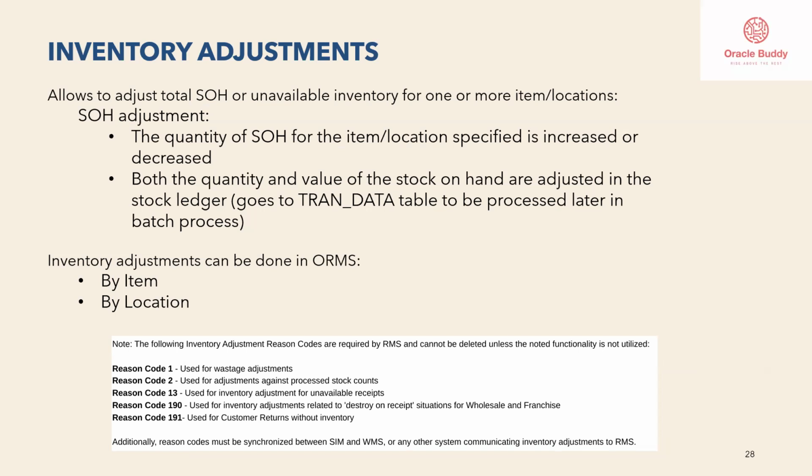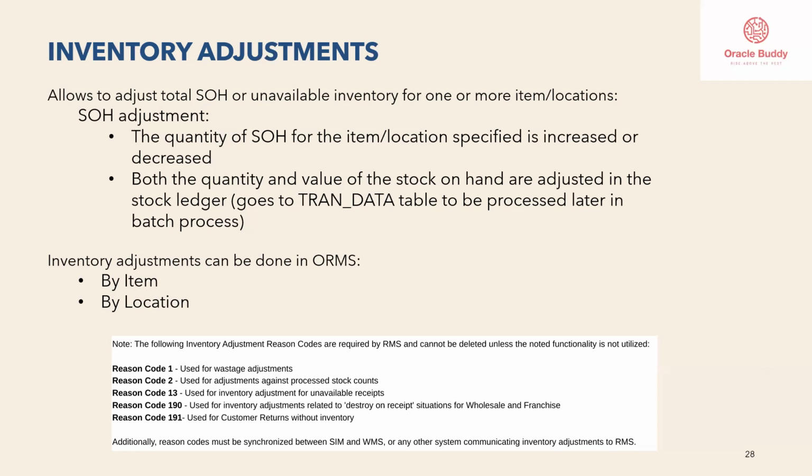One of the important things is inventory control. So inventory adjustment allows you to adjust total stock on hand or unavailable inventory for one or more item locations. Stock on hand adjustment: the quantity of stock on hand for any item location specified is increased or decreased. Both the quantity and the value of the stock on hand are adjusted in the stock ledger, and go to the trend data table to be processed later by the batches.